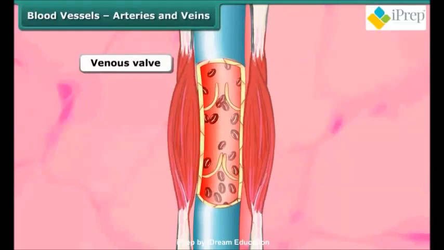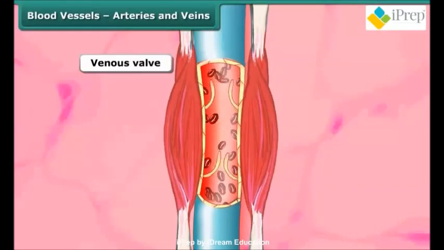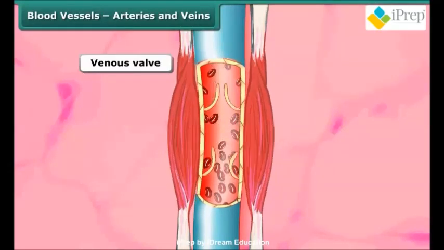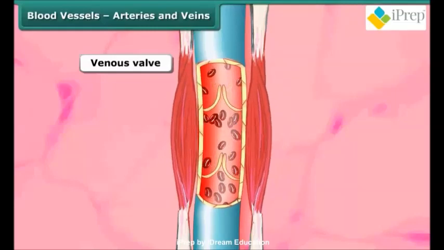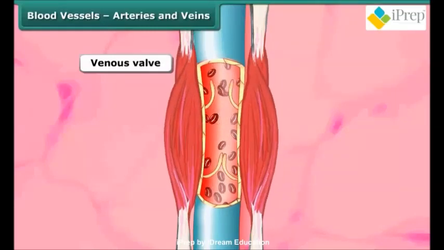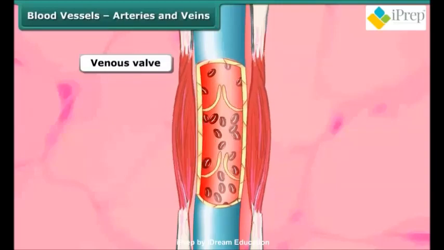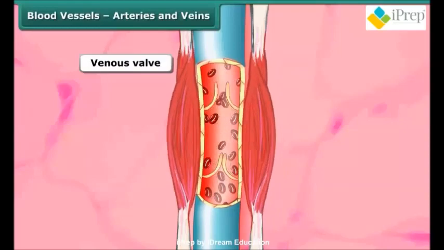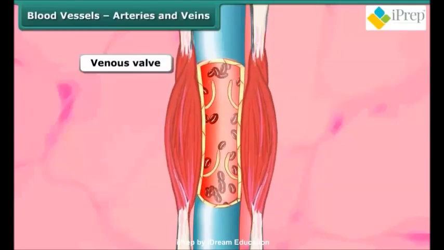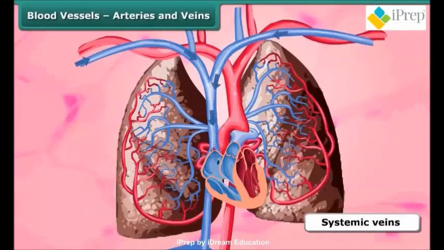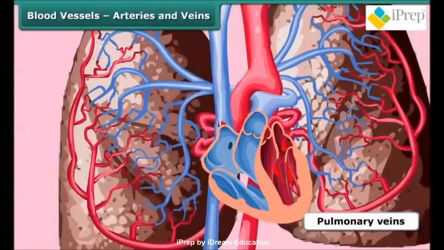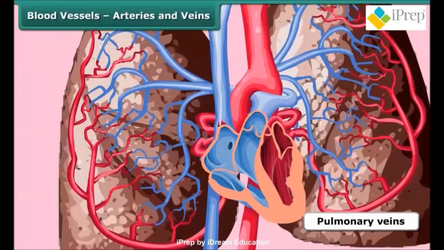Most veins have flaps known as venous valves that ensure that blood flows only towards the heart. These valves prevent the blood from flowing back. The pressure of blood in the veins is lower than it is in the arteries. Veins are of two types: systemic veins. They carry deoxygenated blood from the different body parts to the heart. Pulmonary veins. They carry oxygenated blood from the lungs to the heart.